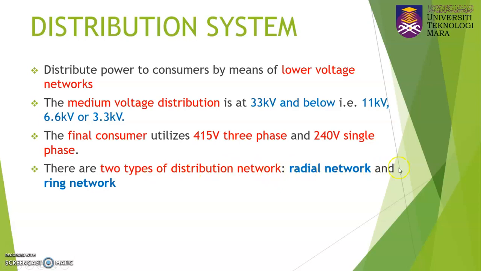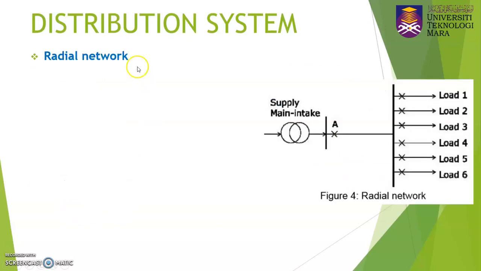The first one is the radial network and the other one is the ring network. So let's go one by one. What does it mean by radial network and ring network? First, we have the radial network. This figure represents the radial network where you have a main supply, main intake, and then you have a bus bar, and one single line will be connected to many loads. You have load 1, load 2, load 3, load 4, load 5, and load 6.